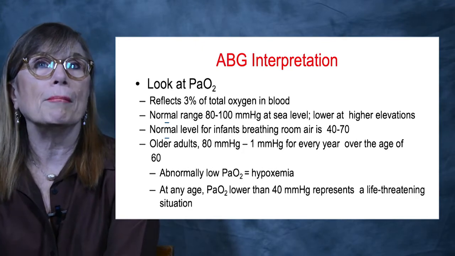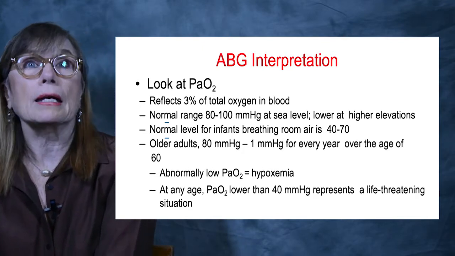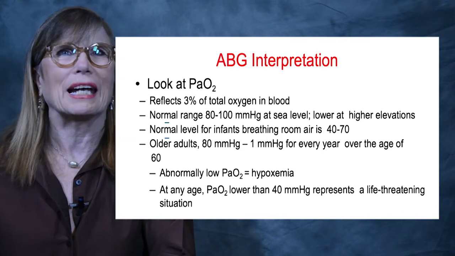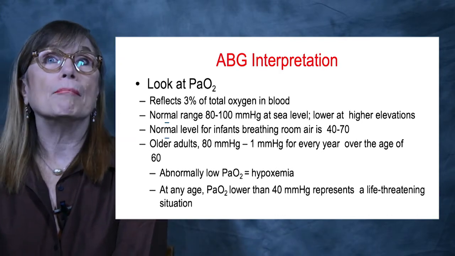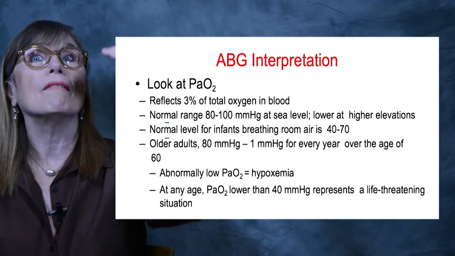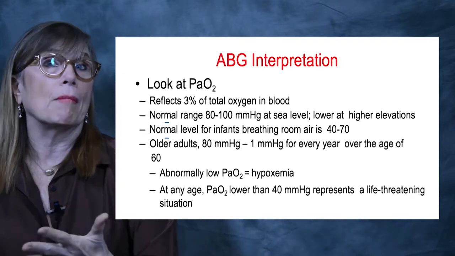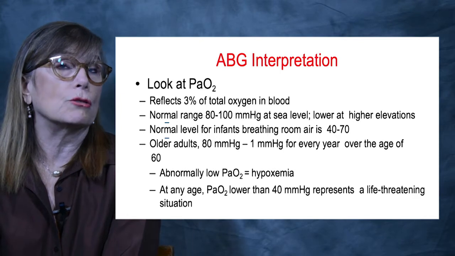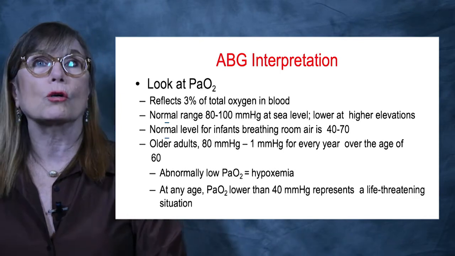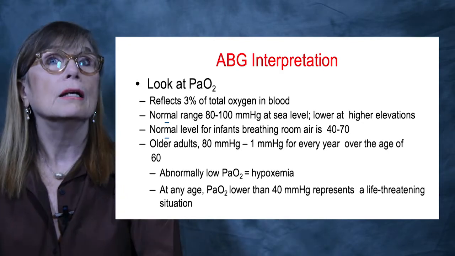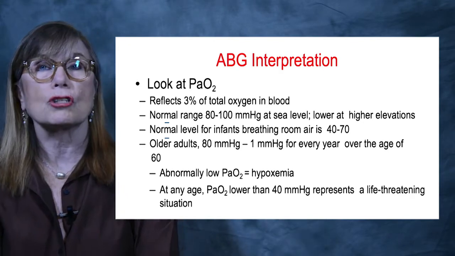So let's talk about me. I'm 68. That's 8 years over 60. I know it's hard to believe. And that means that I would normally have 80 minus 8, and my normal PaO2 could be 72. And I might be feeling really, really well and able to function quite normally, and hopefully cerebrally I'm well oxygenated.